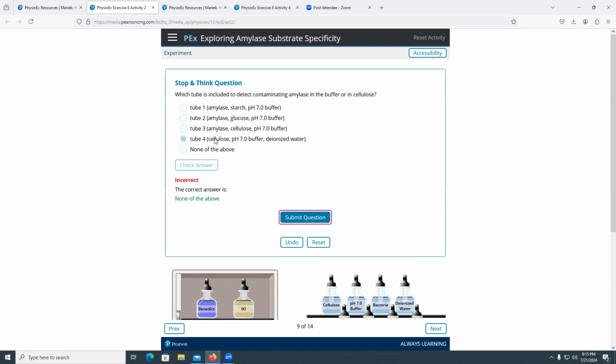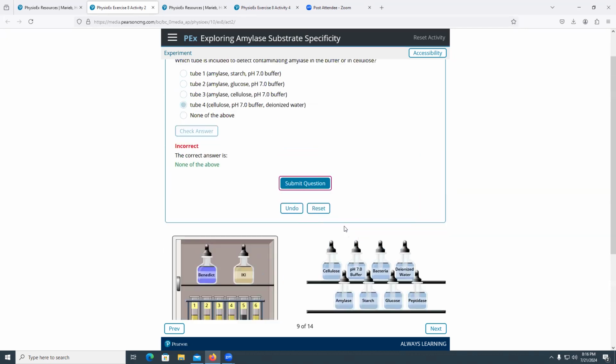So we need to put starch. If we have starch, pH 7 and deionized water, and then we see that there is a color change in the Benedict trial, that will show us that the starch has been converted into its reducing sugars. So that means there is some hidden amylase contaminating. But we cannot use that for cellulose. So the right answer is none of the above. I'll talk about that more in class.